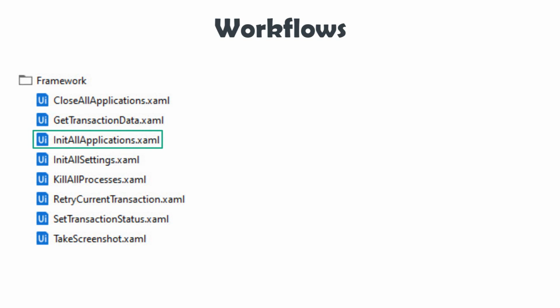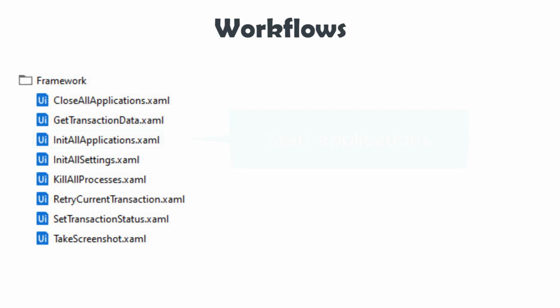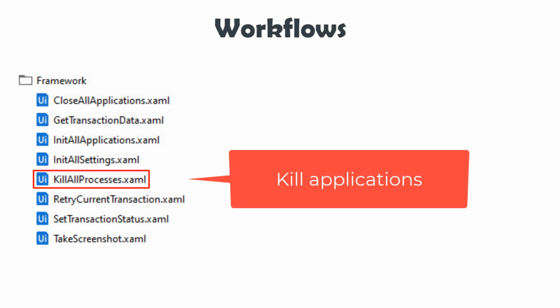We can use this workflow to start the applications we need in the process later. For example, if your process works in a browser and you need to log in to a specific page, you can write the login code in this workflow. The next workflow is KillAllProcesses. Here we can kill all applications we used in the process, in case we have an error. But note here that the killing might have undesirable outcomes, such as losing unsaved changes to the files.